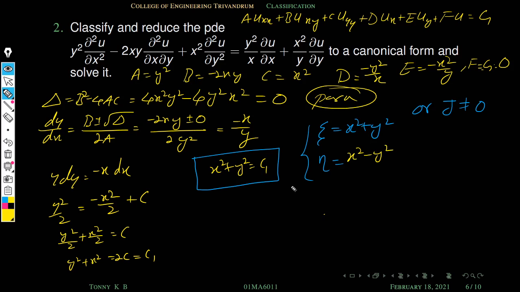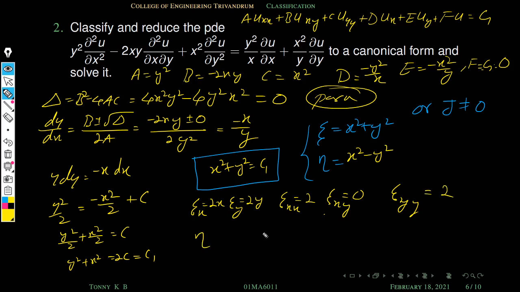Then we can evaluate all the derivatives. We have to evaluate all the derivatives: psi x, psi y, psi xx, psi xy, psi yy. What is psi x? Psi x is 2x, psi y is 2y, psi xx is 2. What is psi xy? Differentiate psi x with respect to y. What happened? 0. Psi yy is again 2.